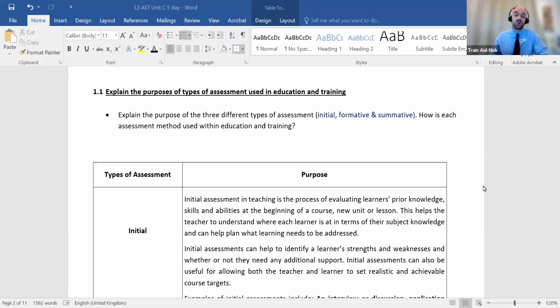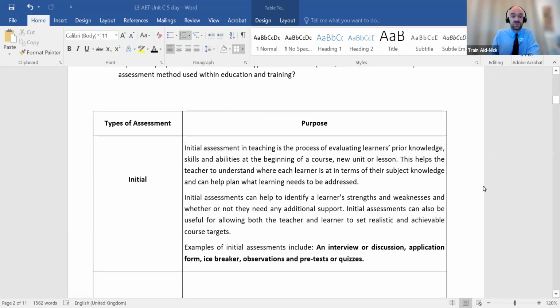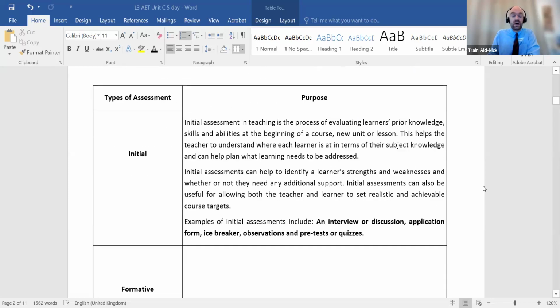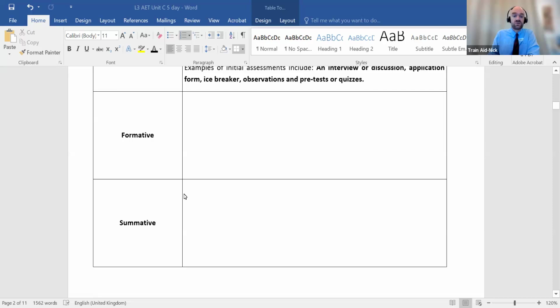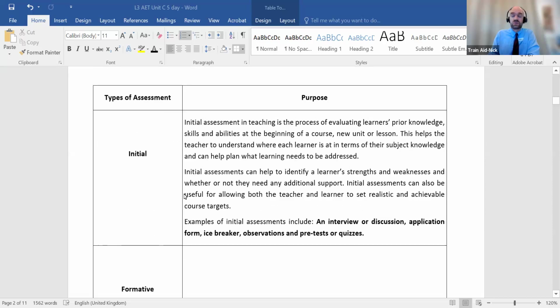So we are going to talk you through each of the different types and purposes. Here we have a table with the three main types: initial, formative and summative. To answer this question, you need to simply explain the purpose of each one. So we are going to do this together.